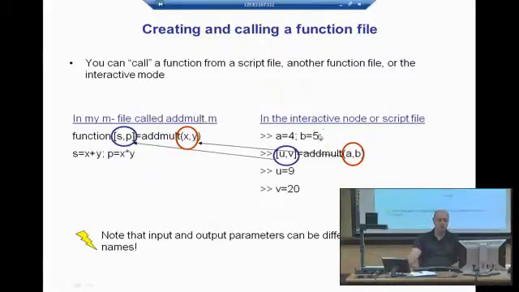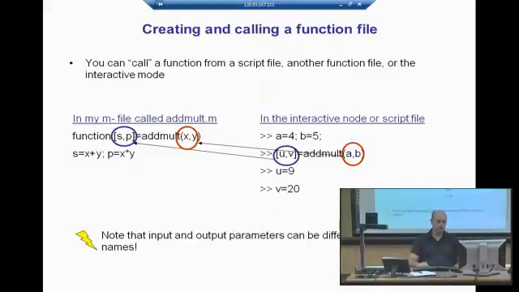Let's just do it in the command window, or the interactive mode. Here we define two variables, A and B. So we say A is equal to 4 and B is equal to 5. Now let's say I want to add those two things together, 4 plus 5, and multiply them together, 4 times 5. I mean, I could just do it in the command window, but I've got a function file which does those two things for me, so let's call it.